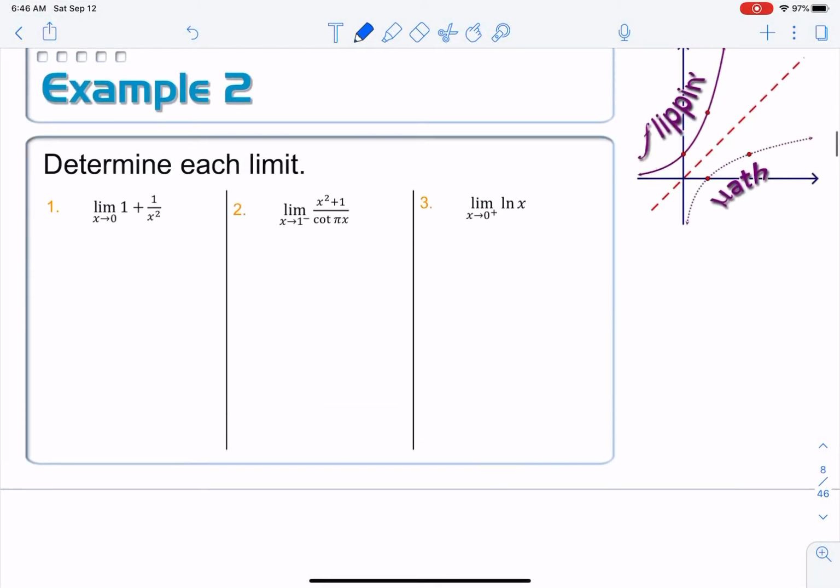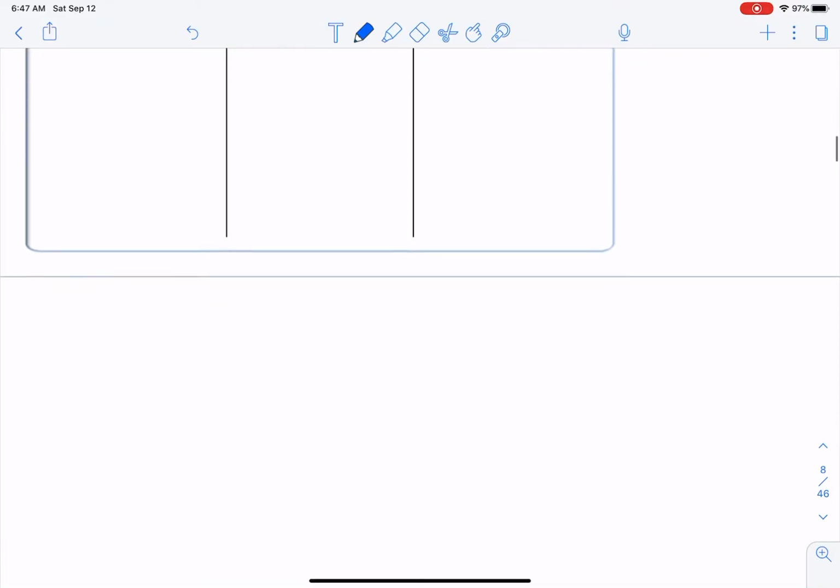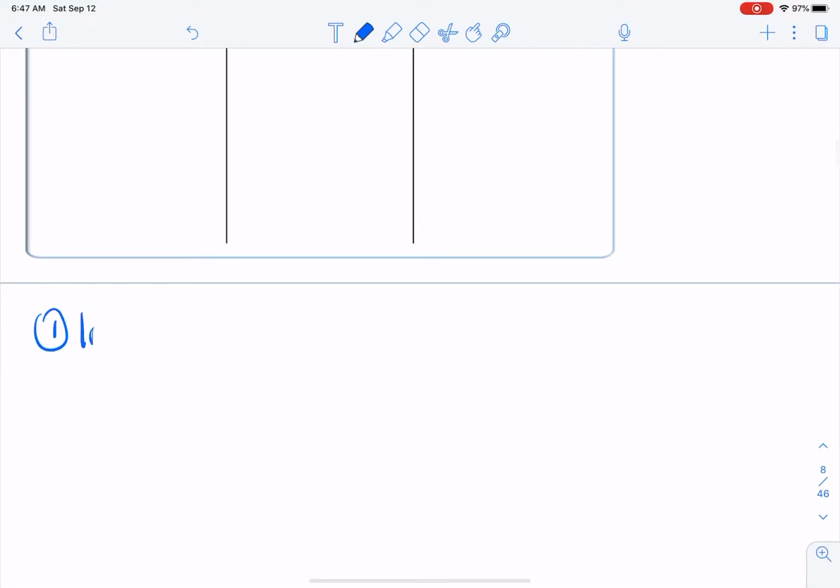So the first one, limit as x approaches 0 of 1 plus 1 over x squared. Let's give it a try. Again, first thing that I want to do is to think of a direct substitution here. So, of course, there's nothing to do with it. 1 plus 1 over 0 squared.